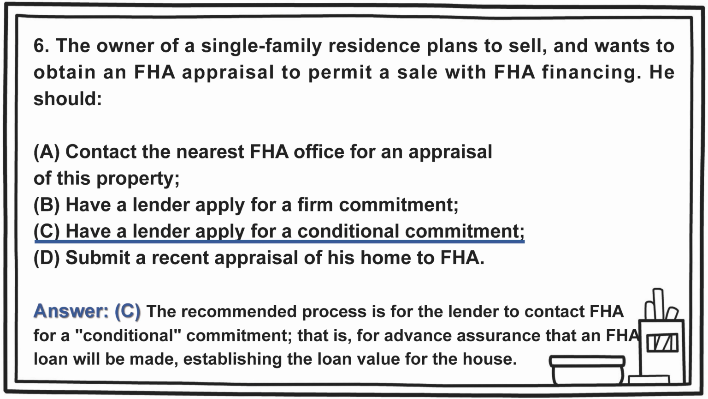Answer: C. The recommended process is for the lender to contact FHA for a conditional commitment, that is, for advance assurance that an FHA loan will be made, establishing the loan value for the house.